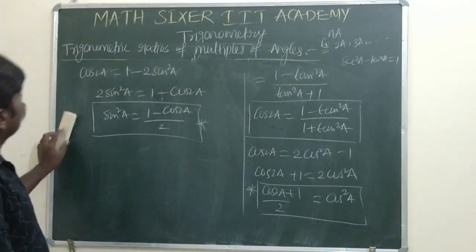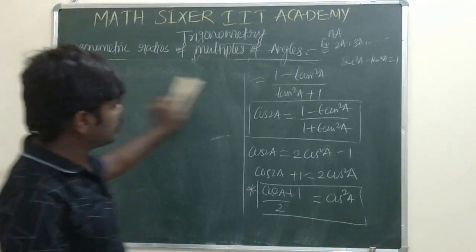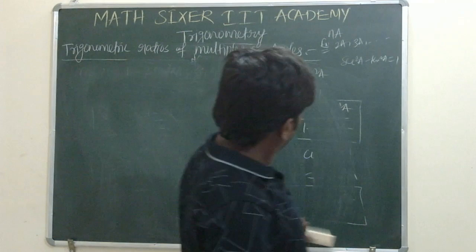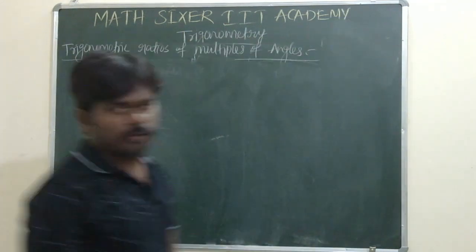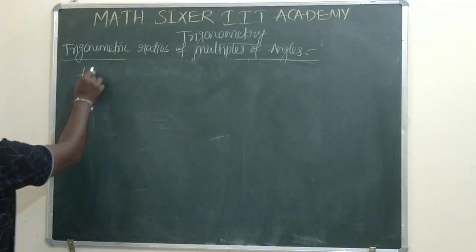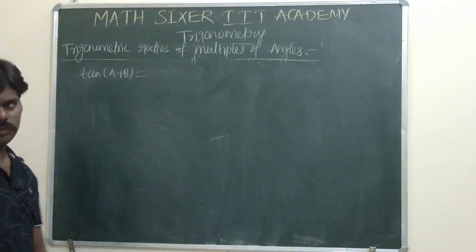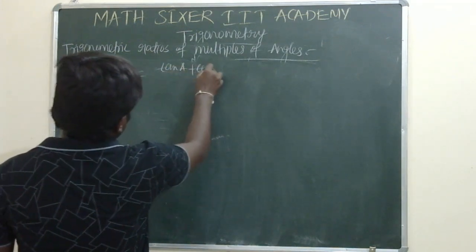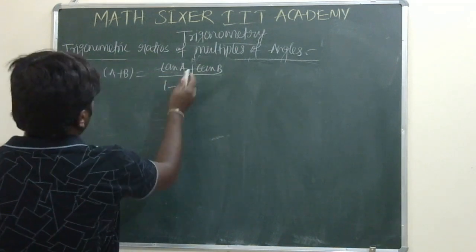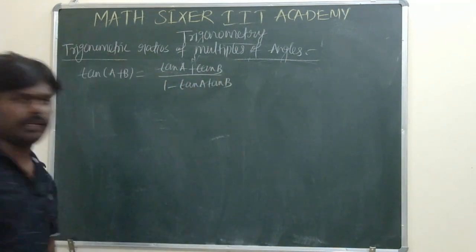That's all about sin 2a and also cos 2a. Next we will see tan 2a. For tan 2a, we have to remember the tan a plus b formula. Tan a plus b is tan a plus tan b by 1 minus tan a tan b. This is the tan a plus b formula.